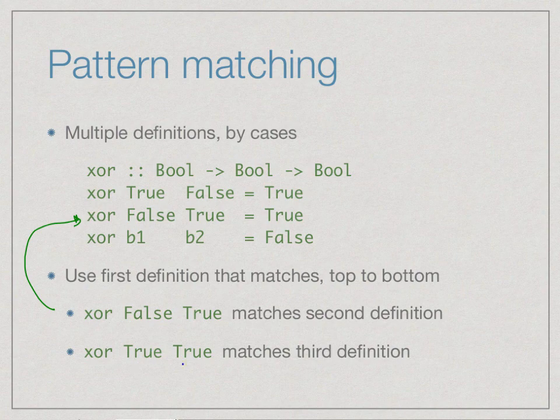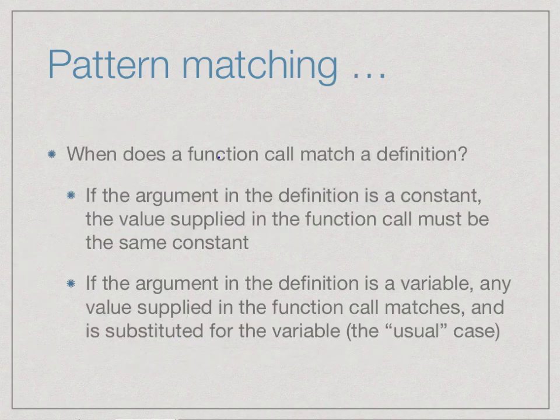Similarly, if I give true, true, it doesn't match the top definition because this is wrong. Okay? It doesn't match the second definition because this is wrong. So finally, it has to fall through to here, and it says, okay, if it is true, true, then the third definition applies, and the answer is false. So what we need to make a little bit more precise is what it means for a function call to match a definition. And that's quite straightforward.